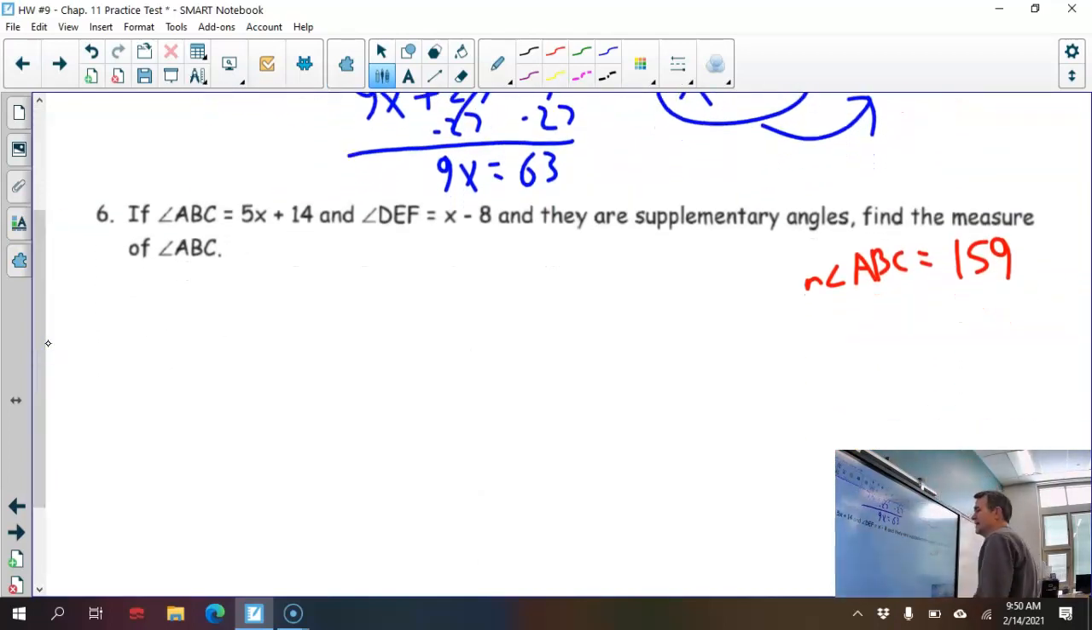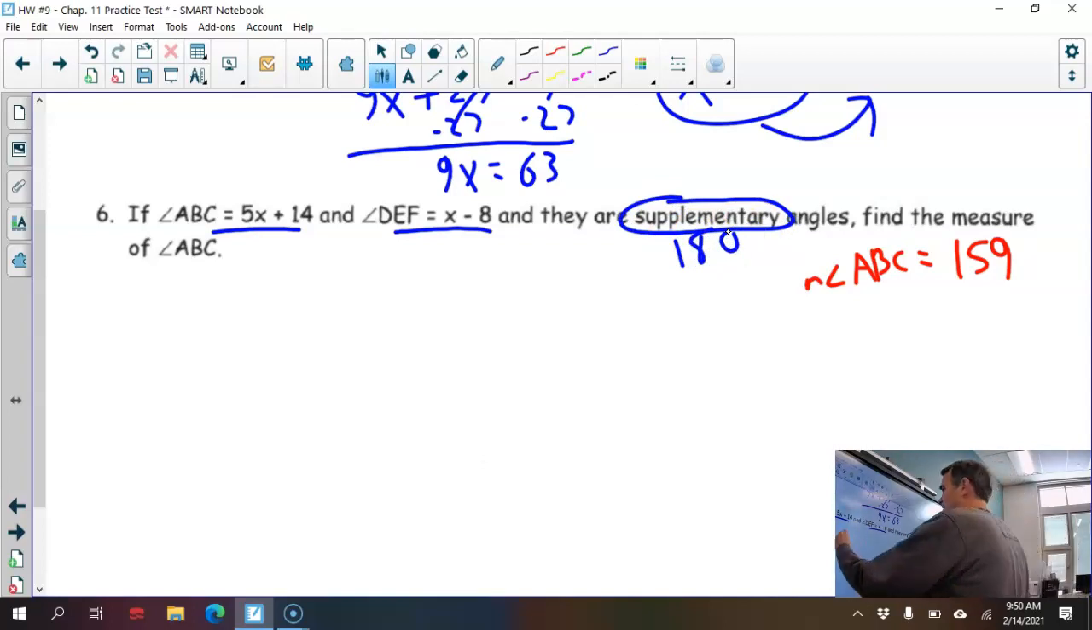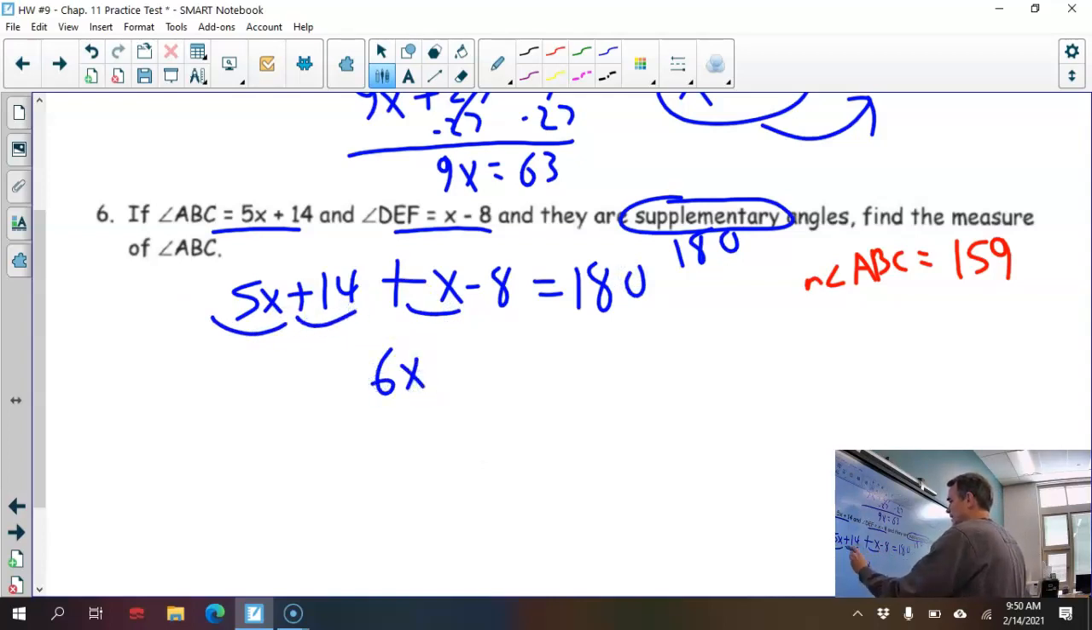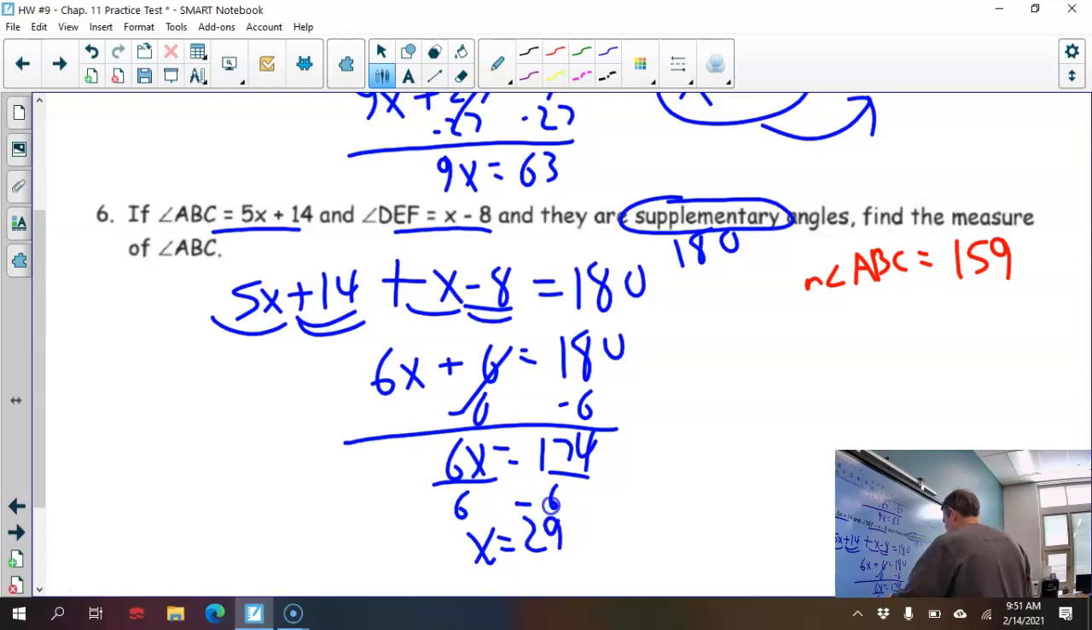In problem 6, it says that this angle and this angle are supplementary, which means they add up to 180. So if I take this angle and add them together, it equals 180. Again, I'm going to solve this by adding my like terms together. I'm going to add my other like terms together. I am going to subtract 6 from both sides. And then I'm going to divide both sides by 6. And I think that that is 29.